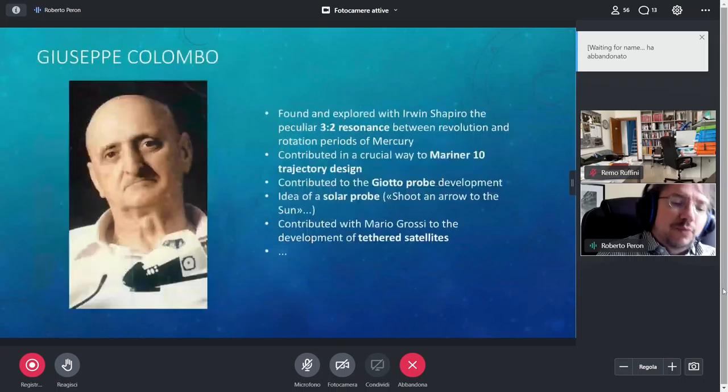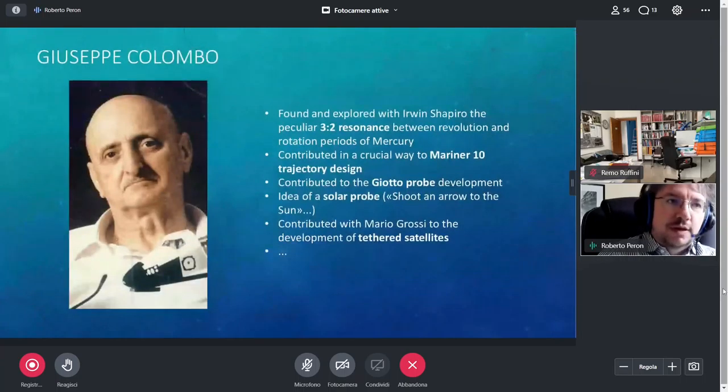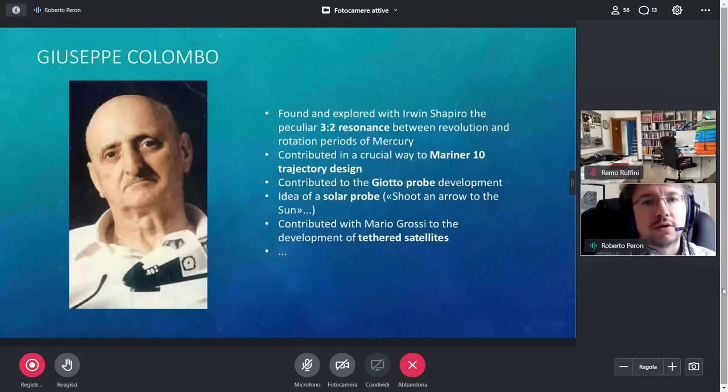And here we come to Giuseppe Colombo. Giuseppe Colombo was a very important scientific figure, an Italian scientist, mathematician, and engineer. In his not so long life, he achieved a very impressive series of accomplishments. He found, with Irving Shapiro, that the ratio between the revolution and rotation period of Mercury, which was believed before to be 1:1, was indeed 3:2. He contributed in a crucial way to the Mariner 10 trajectory design, and he did other very important work.